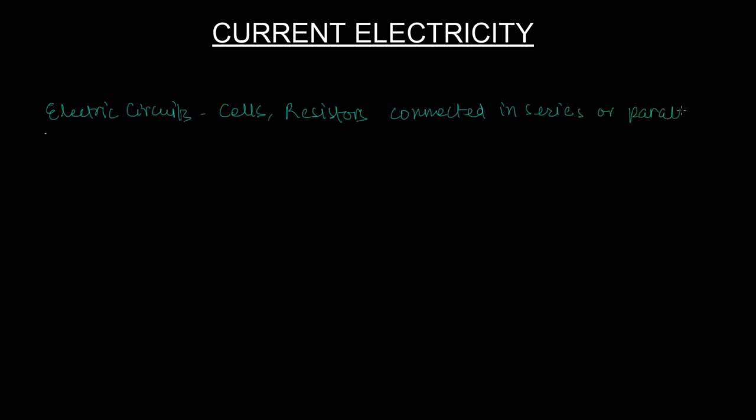Electric circuits are nothing but normally cells, resistors, connected either in series or parallel, in a closed loop. There should be a closed loop, right? Otherwise we have seen that the current cannot flow.